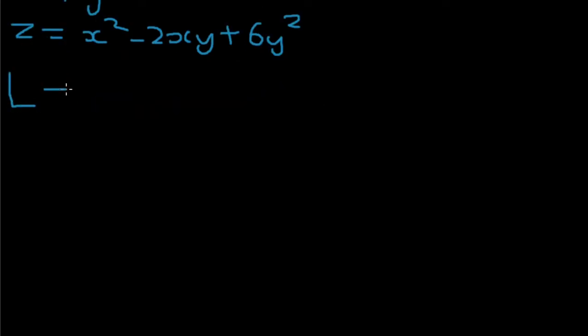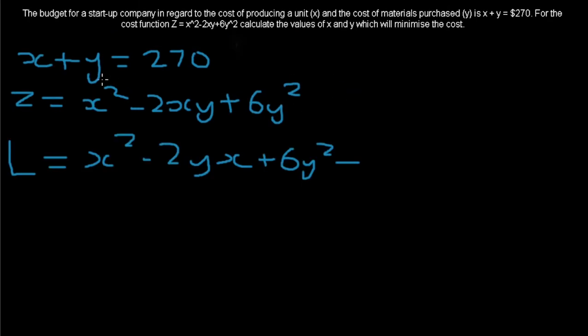So the Lagrangian is going to be equal to our equation, x squared minus 2xy plus 6y squared, minus our Lagrange multiplier, lambda, times our constraint.